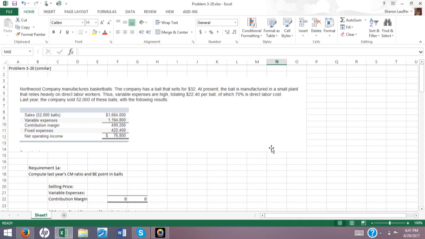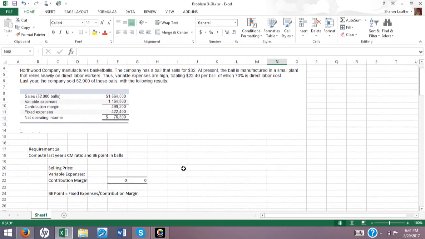So the problem, I put the data up here. We've got Northwood Company that manufactures basketballs. They sell them for $32. Their variable expenses are $22.40 a ball. And last year they sold 52,000 of the balls, and they give us some results here. So in requirement 1, it says we are to compute last year's contribution margin ratio and break-even point in balls.